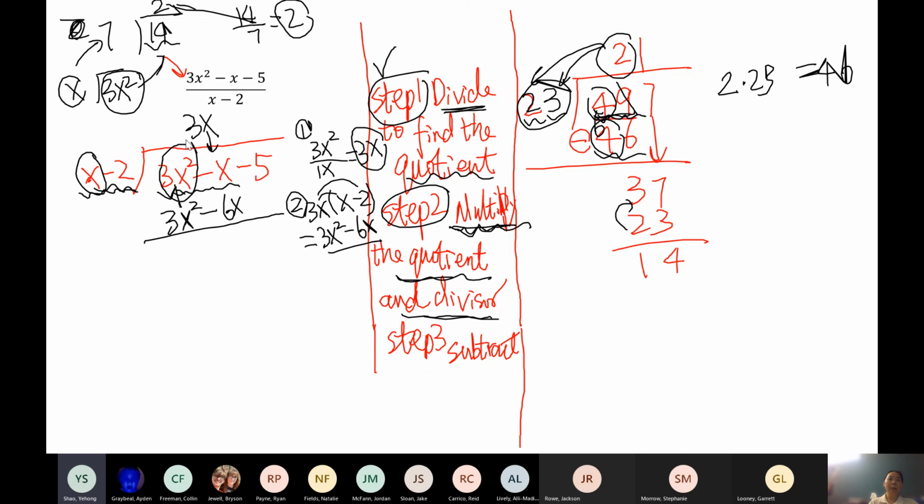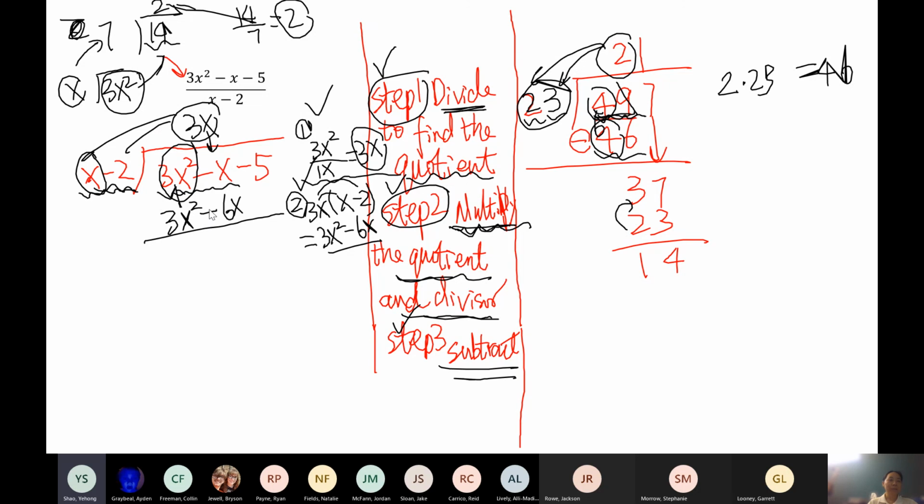So for example, the first step, you're doing division. You take 3x squared divided by x to get 3x to put it up there. If you can do this in your mind, you don't have to write it down. Similarly, when you multiply 3x with x minus 2, if you can do that in your mind, you can just write down the answer here. You don't have to show me this. Okay, now we're done with the first step, division. Second step, multiplication. The final step is to do subtraction.